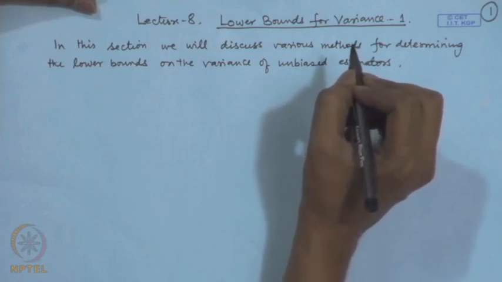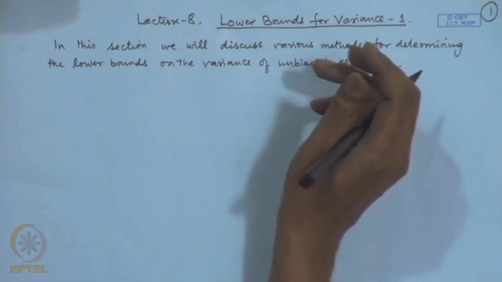As we have seen in the case of maximum likelihood estimation, the last result that I gave was that the asymptotic variance of the maximum likelihood estimator was 1 by the information. Now, this is asymptotic variance. So, if the maximum likelihood estimator is the best in some sense, then its variance will not be below 1 by I theta naught, that means the Fisher's information measure. The question comes whether a similar result we can give for finite samples.